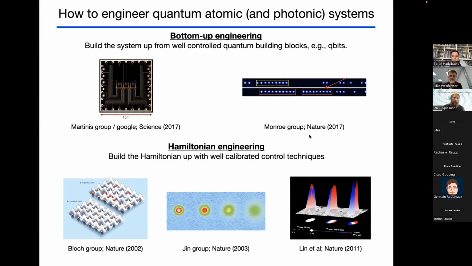But there's a second paradigm for engineering for quantum simulation, and I'm going to call that Hamiltonian engineering. The basic concept is that we're going to build up the Hamiltonian using well-calibrated control techniques, but we're not going to individually tell the specific constituents of the system what they should be doing.